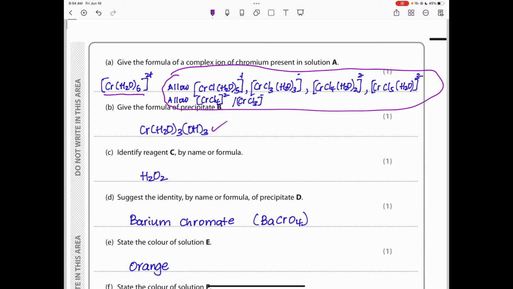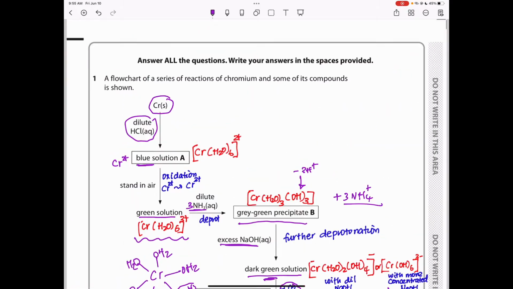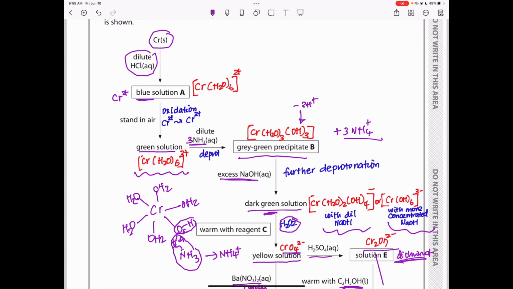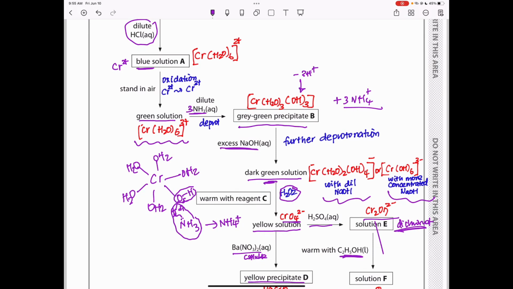Identify reagent C by name or formula. What was reagent C used for? If you go back again, reagent C is here. It was used to convert the dark green solution into a yellow solution. Of course, if we know in this sample we have chromium, dark green chromium being converted to yellow, that is using hydrogen peroxide as an oxidizing agent.